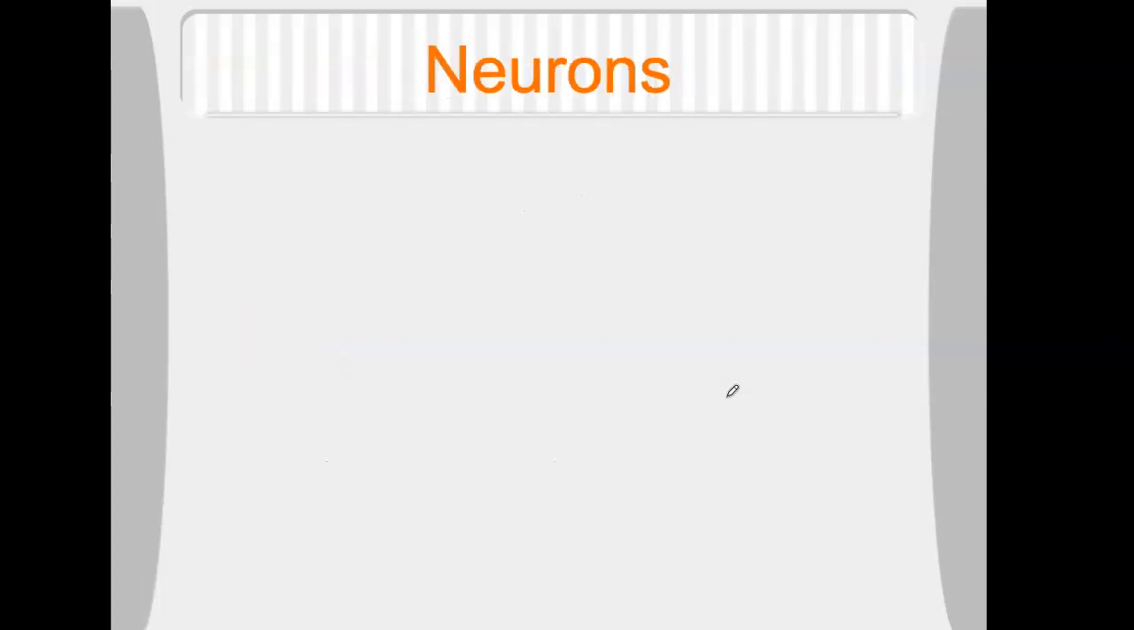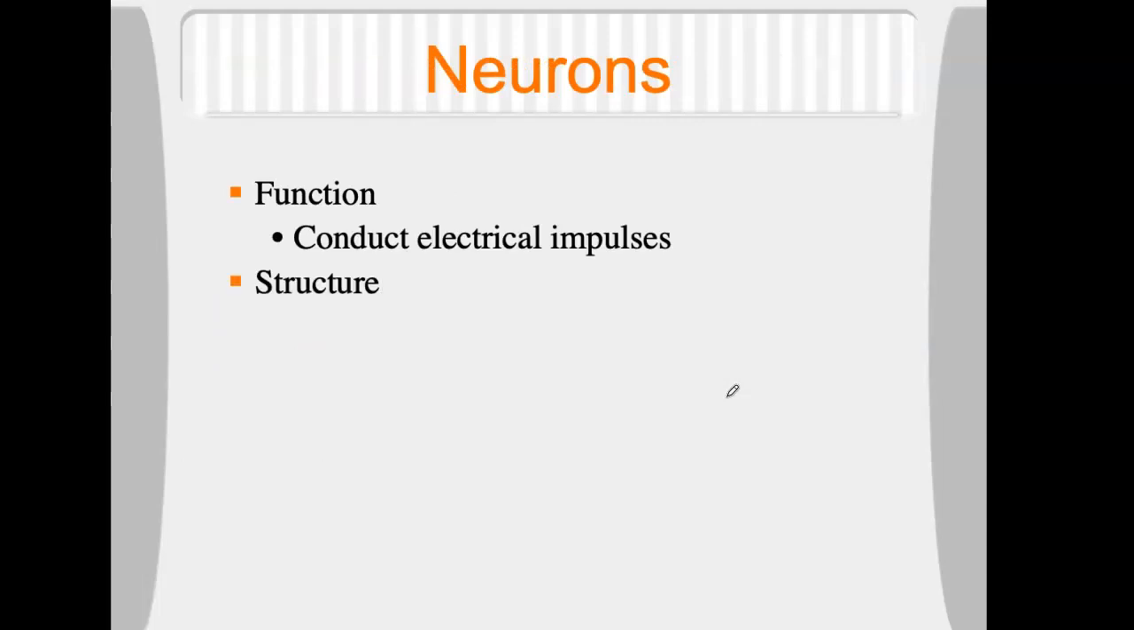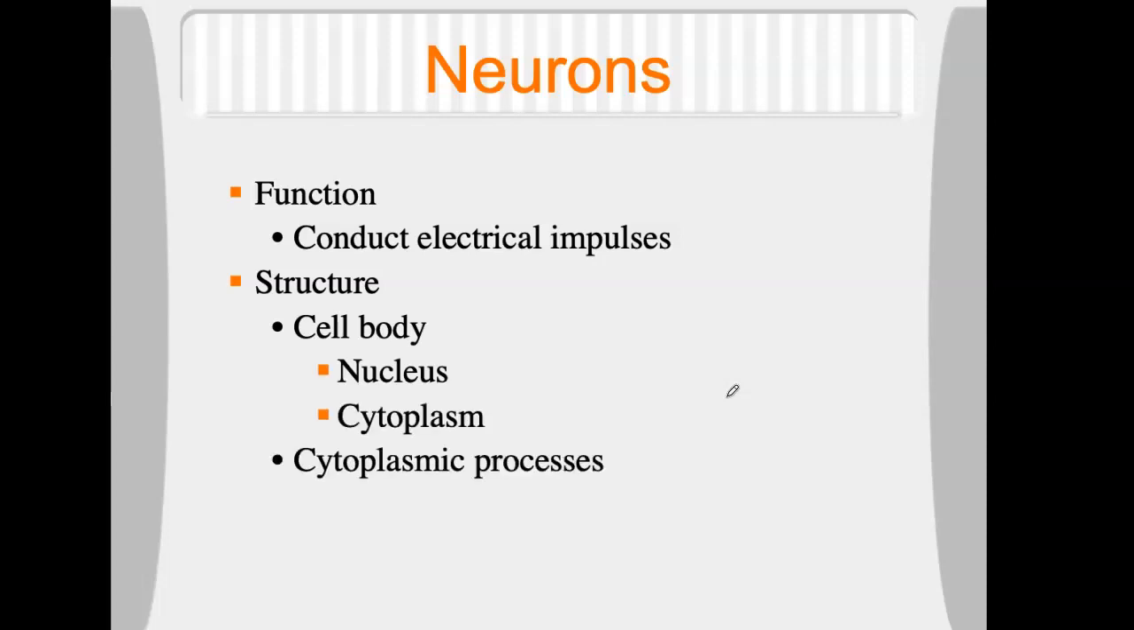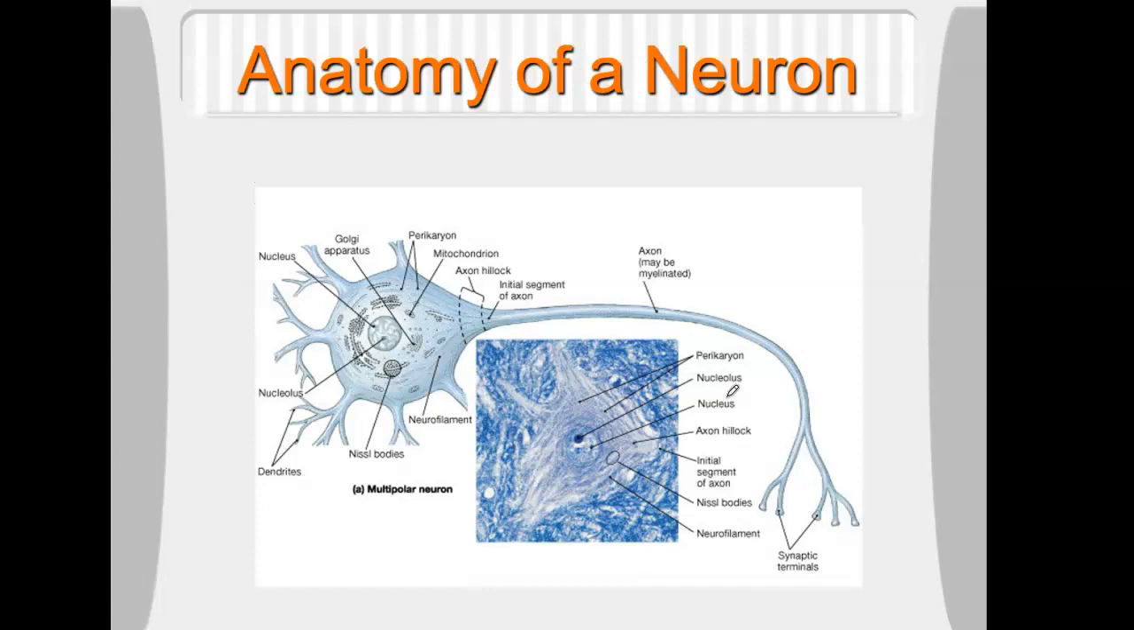Okay, the function of neurons, we've already said, is to conduct electrical impulses. The structure always has a cell body, a nucleus, a cytoplasm, and these cytoplasmic processes, which are just the extension of that cell body, and those are called dendrites. And another type of cytoplasmic process is an axon, and that is going to be where this electrical activity is transmitted down an axon towards another cell.